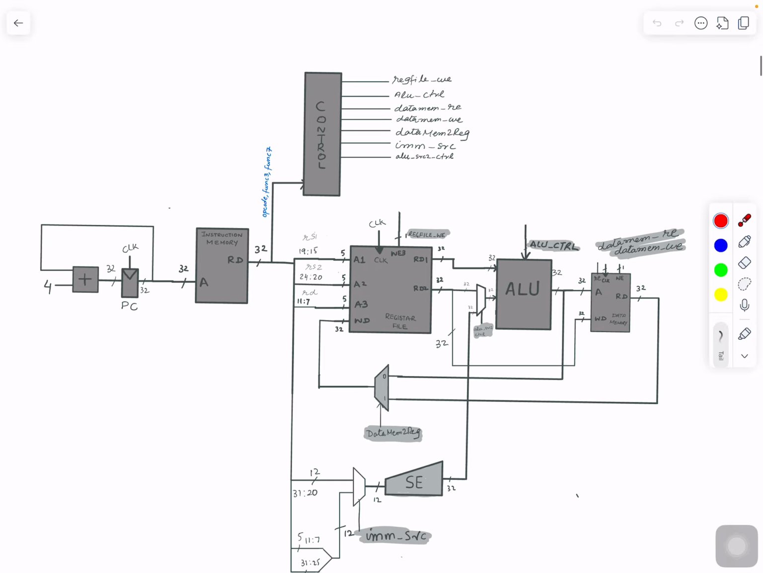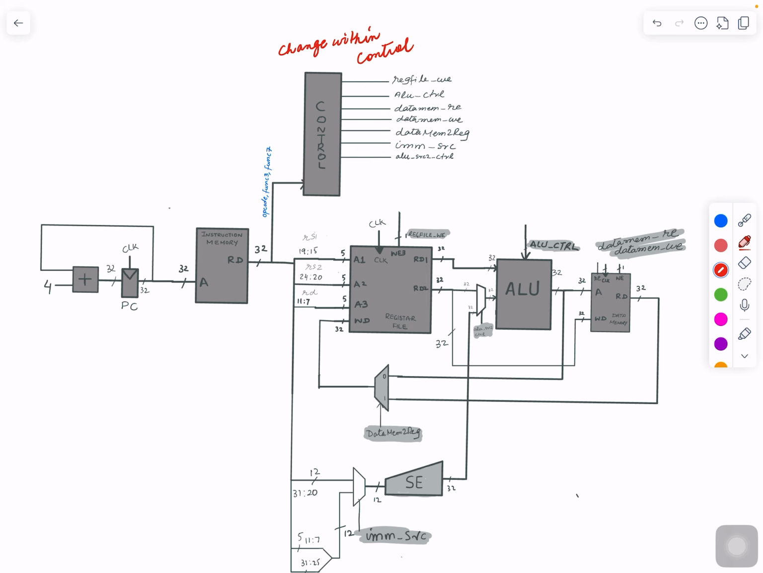All right. So change in control, within control, but nothing else in the picture that you see.